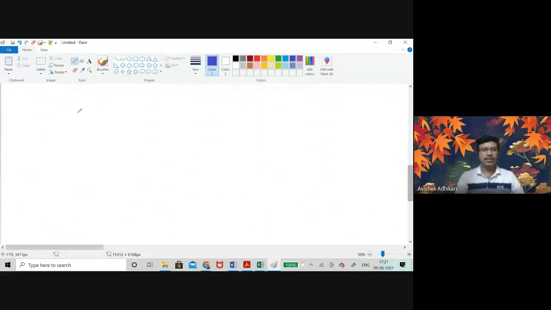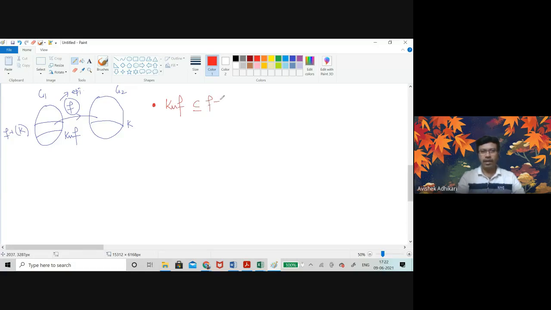So what we have seen is G1 and G2, and say this is an epimorphism. Say K is a subgroup of G2. So this is, say, my kernel of F, and say by some means this is my F inverse of K. So from the image, it seems that kernel of F is a subset of F inverse K. Now I claim the same thing: my claim is kernel of F is a subset of F inverse K.